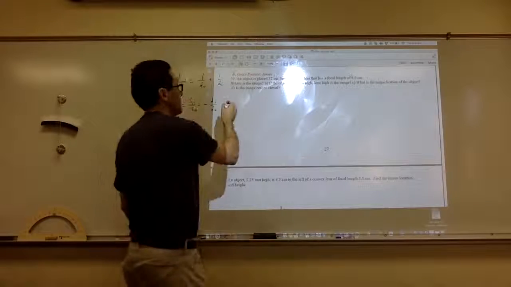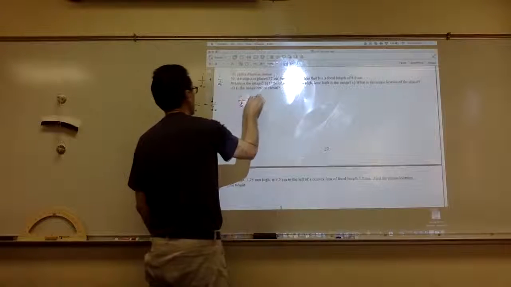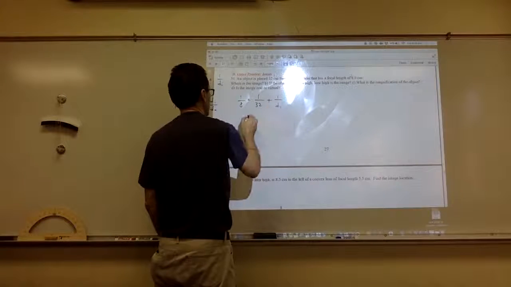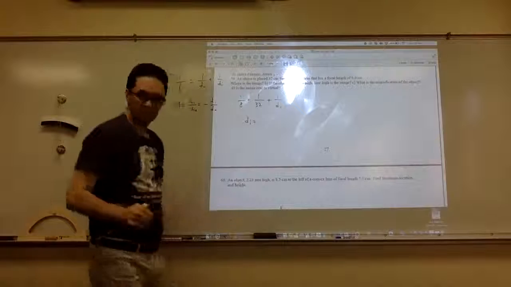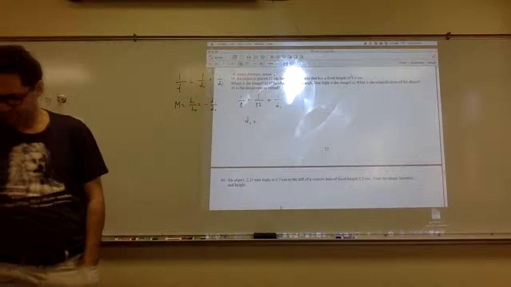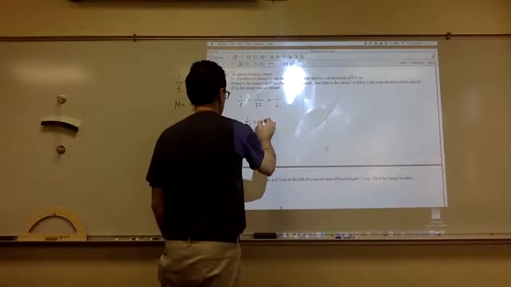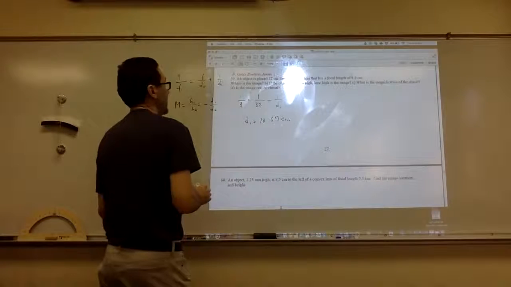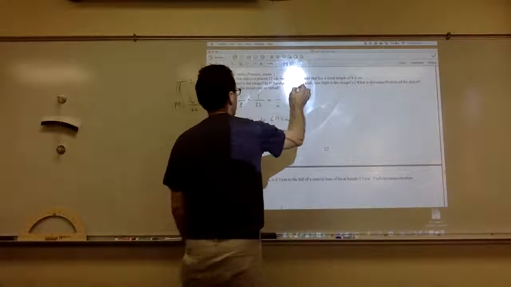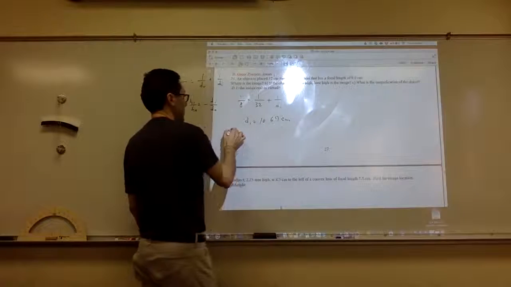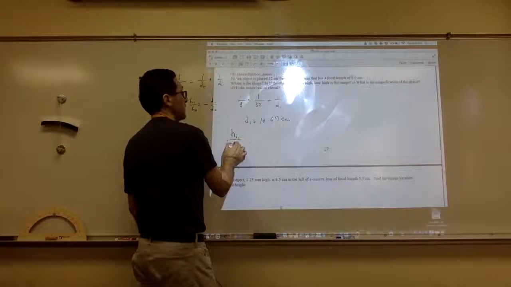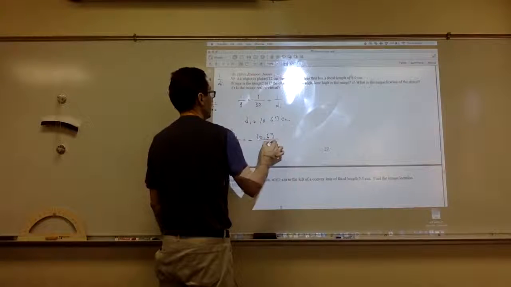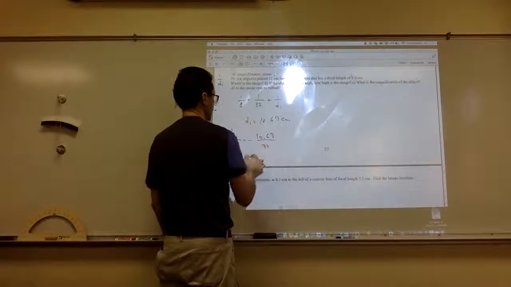What is the image? Well, 1 over 8 equals 1 over 32 plus 1 over DI. And if you do the math correctly here, you should get 10.67, so 10 and 2/3 centimeters. Okay. If the object is 3 centimeters high, that's HO. So we're going to do HI over HO equals negative DI over DO.